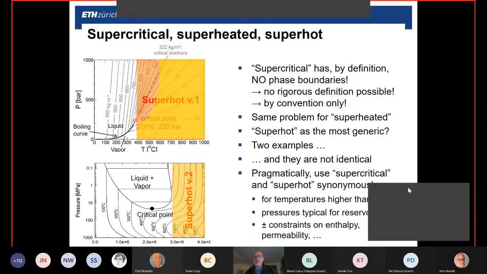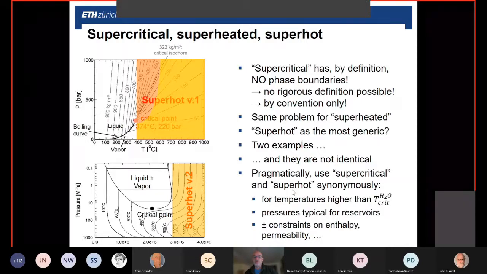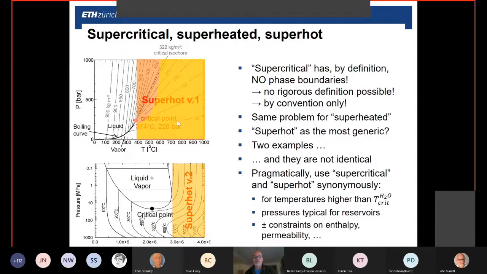So pragmatically, I advocate using supercritical or superhot synonymously for any temperature higher than the critical temperature of water, so higher than 374. Pressure is typical for geothermal reservoirs. And then if you like, put additional constraints on enthalpy, permeability, and communicate your definition of that, so then we know what we are talking about.